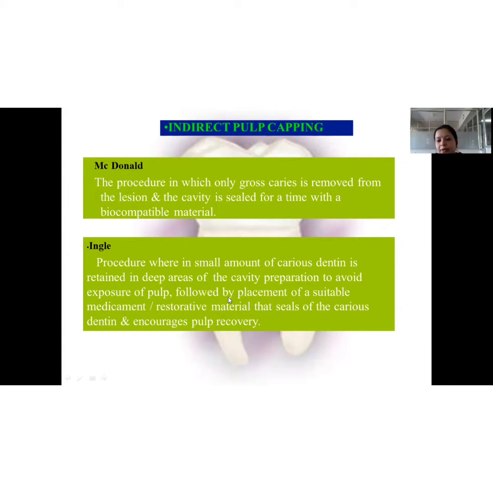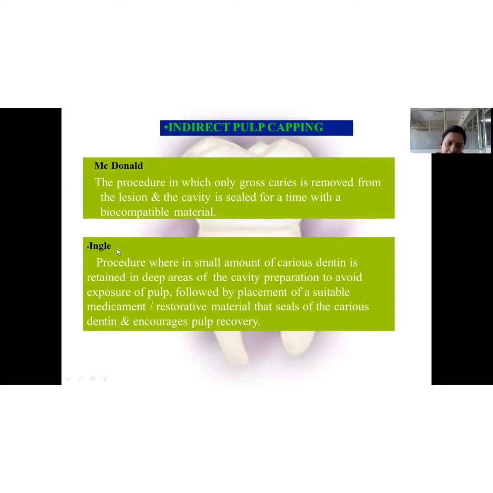Basically, what is indirect pulp capping? Indirect pulp capping is a procedure in which a restorative material or medicament is placed on the floor of the cavity where there is no direct contact with the pulp surface. According to McDonald, indirect pulp capping is a procedure in which only gross caries is removed from the lesion and the cavity is sealed for a time with a biocompatible sealing material.